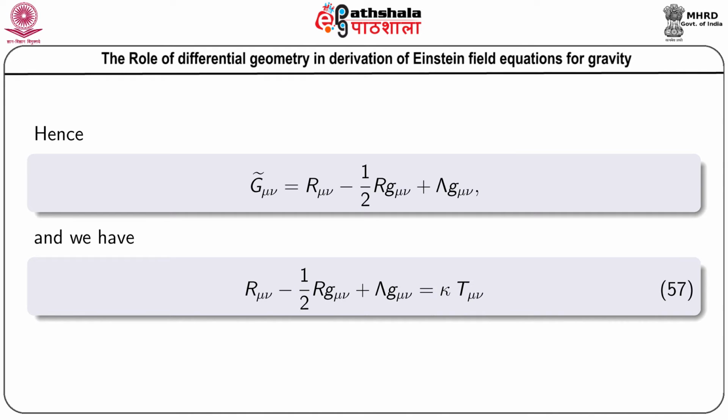And if we replace this one, we get R_μν − ½ R g_μν + γ g_μν = κ T_μν. So, in place of R_μν, we are taking G̃_μν = κ T_μν. This one is considered as the field equations for Einstein gravity.